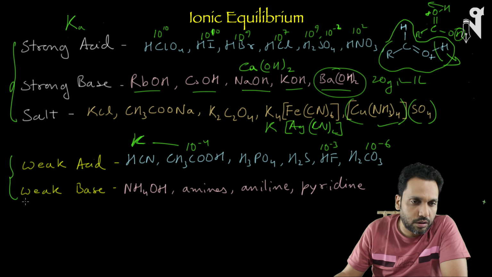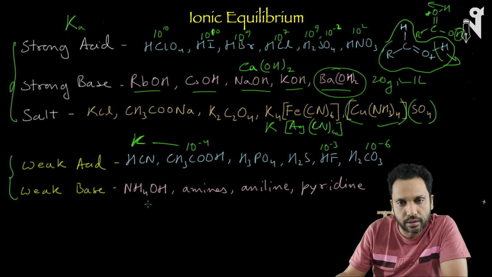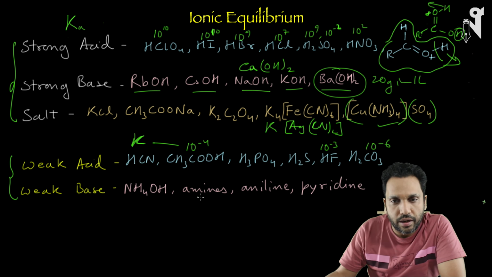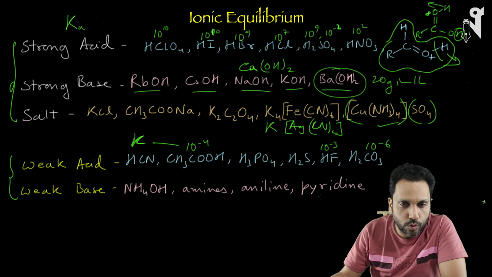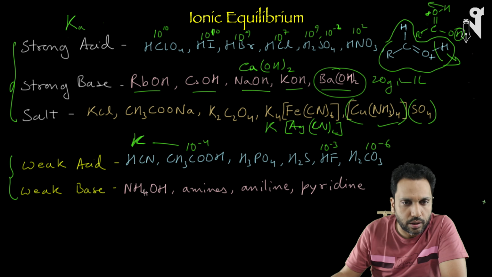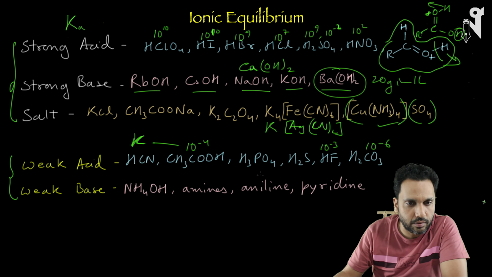Weak bases would be your ammonium hydroxide, your amines, your anilines, your pyridine. Now you don't have to know all these. I'm just listing it. Whatever weak base is given, it will be given to you with a K value. Just for your GK, what are your amines?